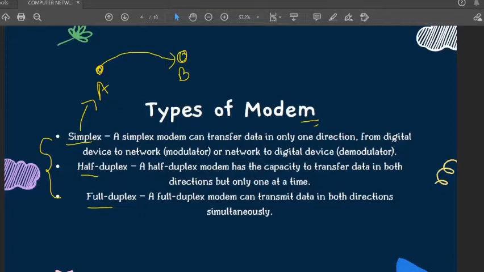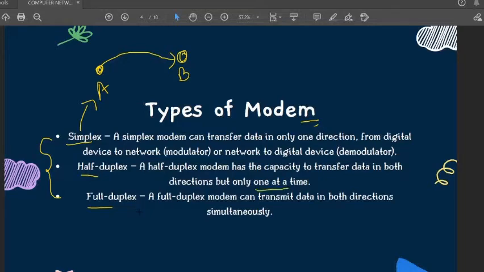Half duplex means that in simplex there is no scope that B can transfer the data to A. But in half duplex, we can do it. If the data is being transferred from A, then we can also transfer the data from B to A. When the transfer is completed by A, then B can transfer it. They cannot do it simultaneously, but after the completion of one task, the other one can be accomplished. It has the capacity to transfer data in both directions, but only one at a time.